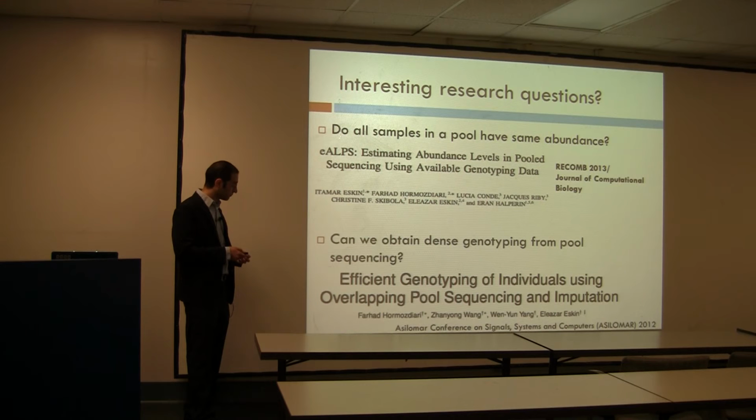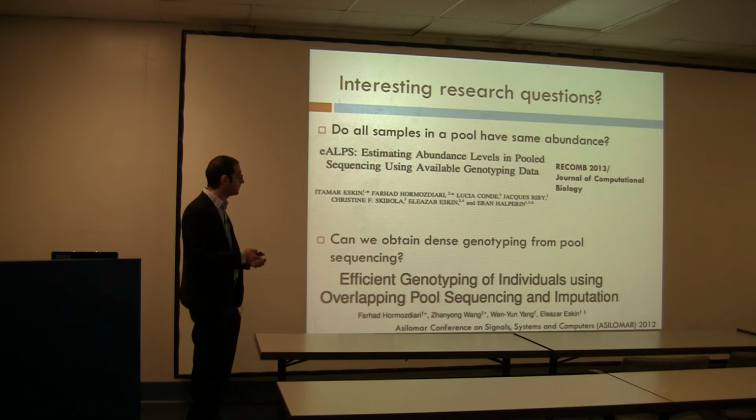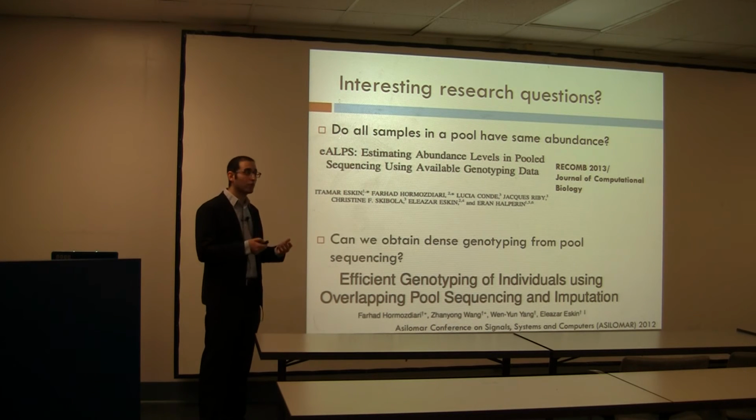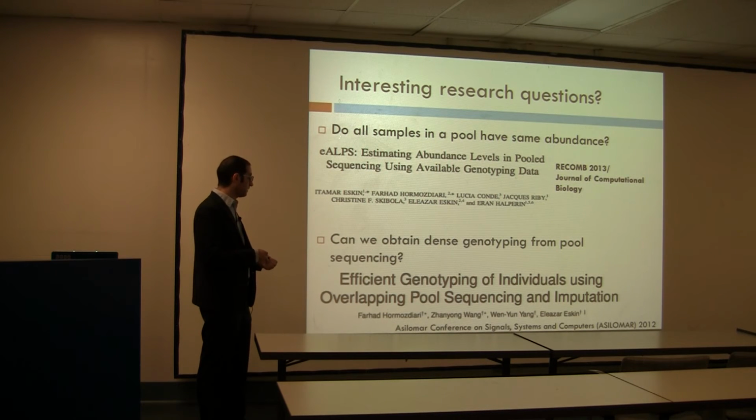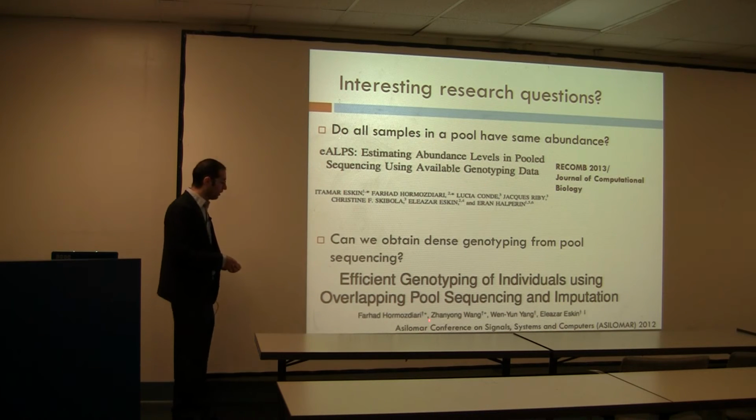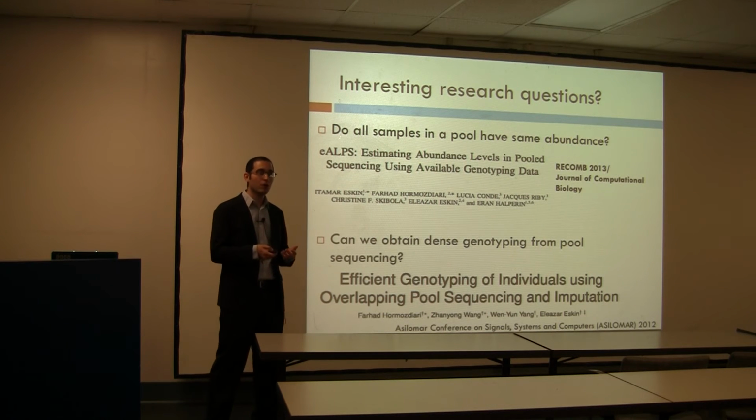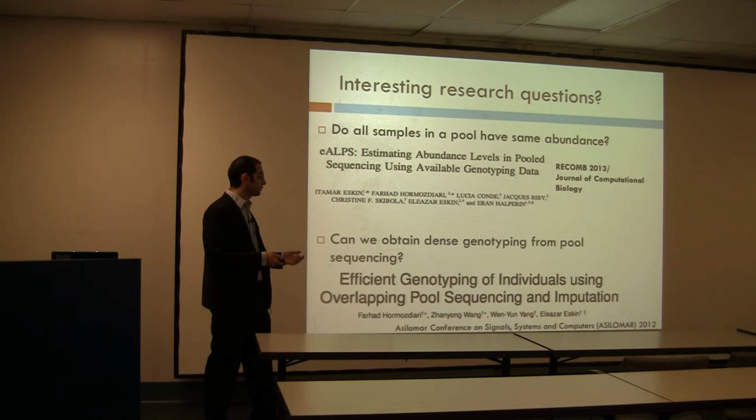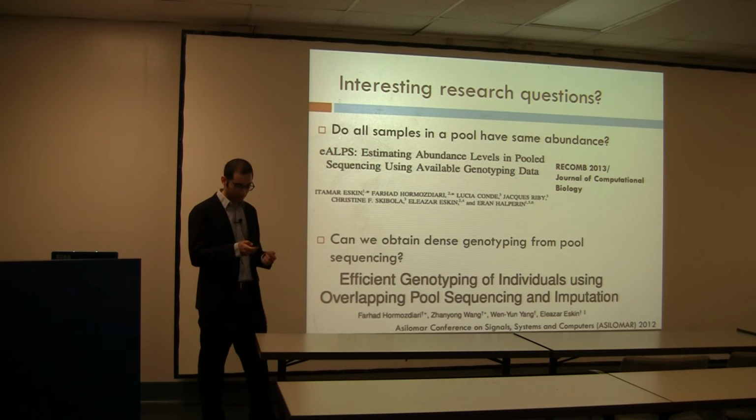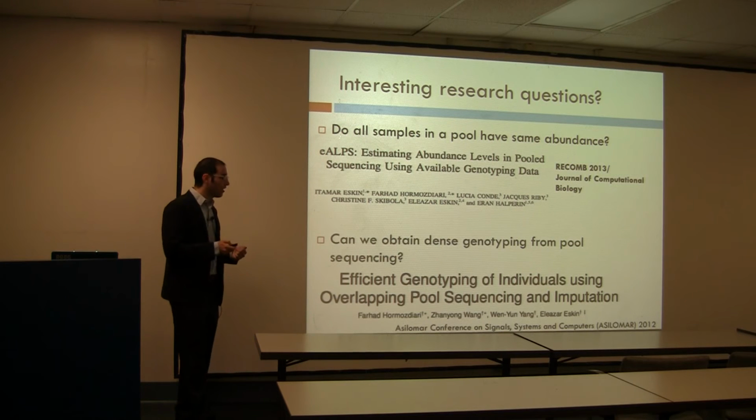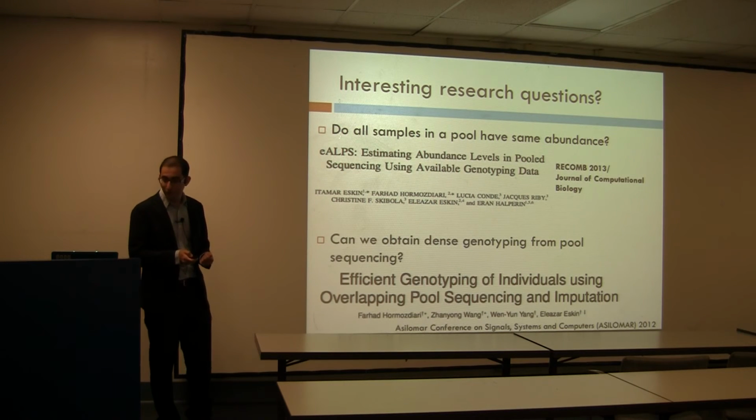And the last question that we were interested in, in the context of pooling: can we perform dense genotyping using pool sequencing? This work was actually published in a Cell more conference in 2012, where we use a likelihood model and compressed sensing to solve this problem, and both methods tend to give very good answers and actually very close. So at this point, I mentioned some of the projects that I did during my PhD.